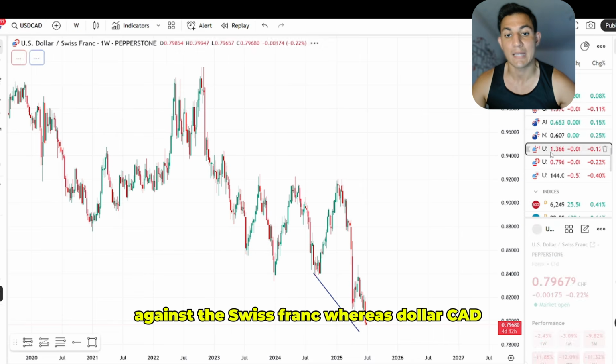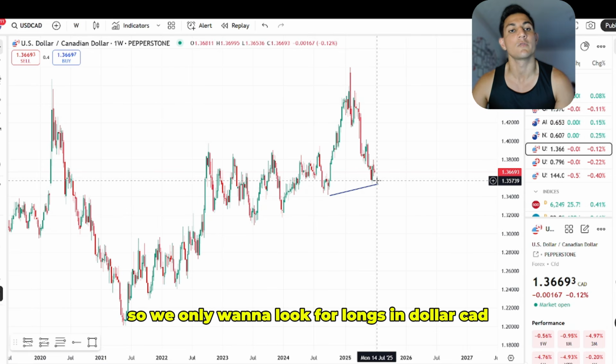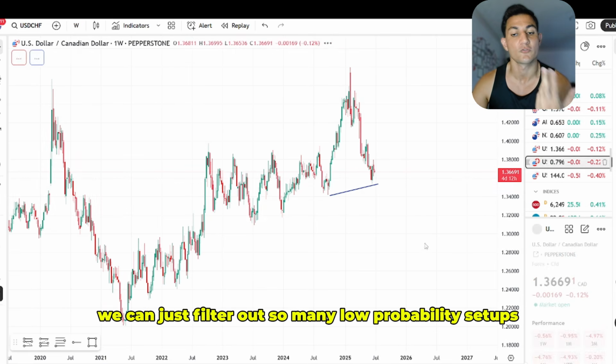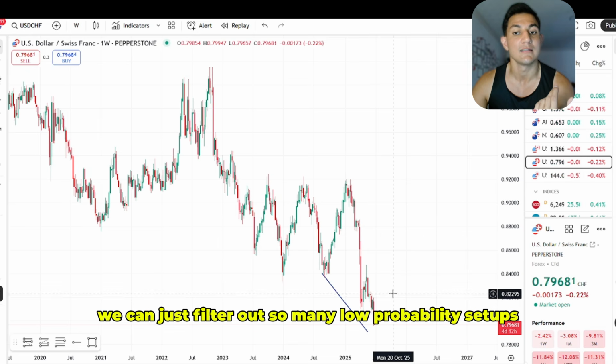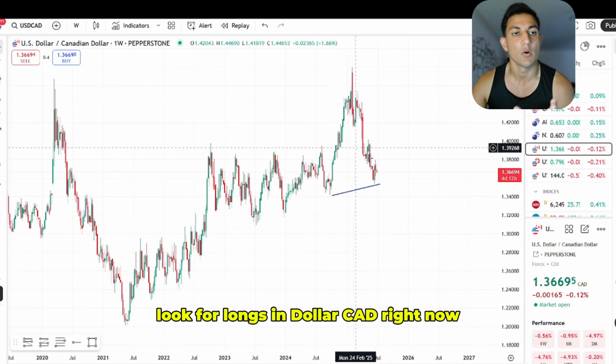the Swiss franc, whereas dollar CAD, relatively is a lot stronger, so we only want to look for longs in dollar CAD. Right away, we can just filter out so many low probability setups, right? So we only look for shorts in dollar Swissy, only look for longs in dollar CAD, right?